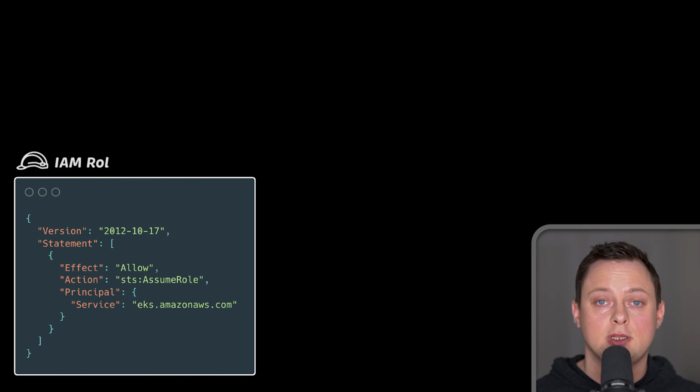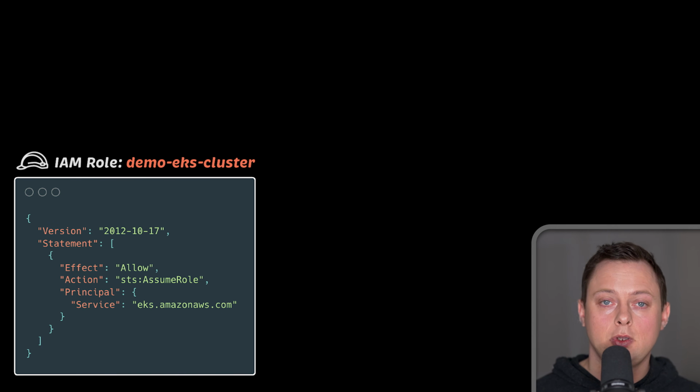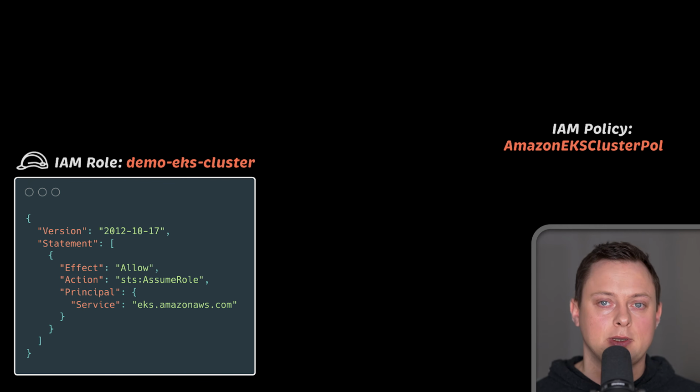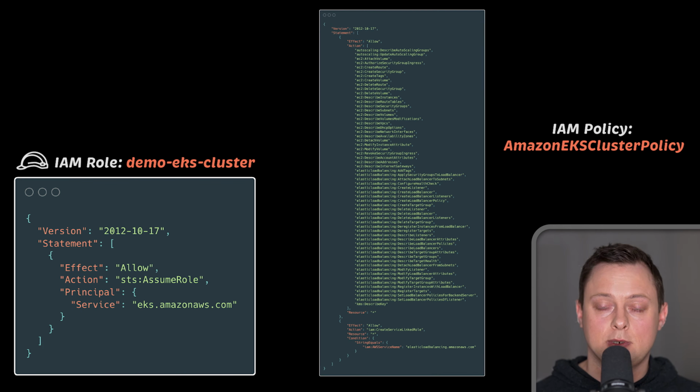Alright, next we need to attach permissions to that role. You can use the one that AWS manages for the EKS service. It's called Amazon EKS Cluster Policy. In this tutorial, we will be using this managed policy.